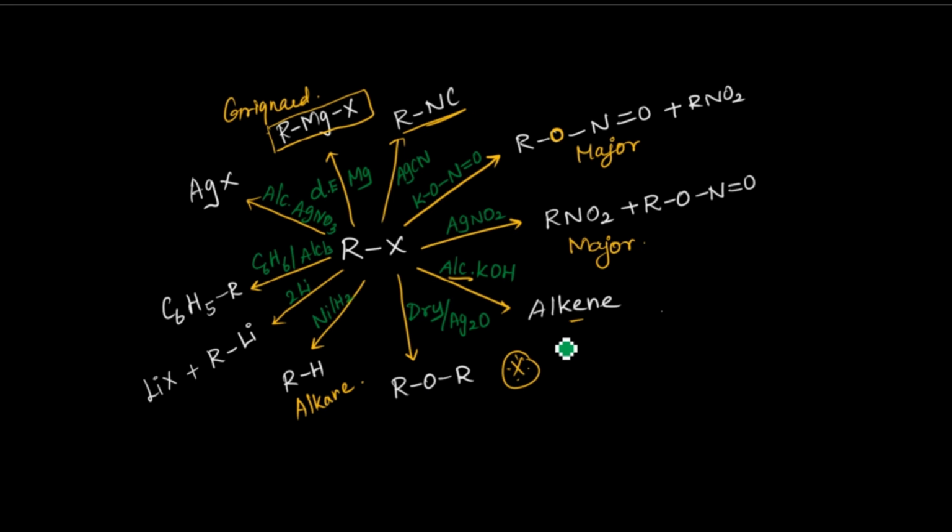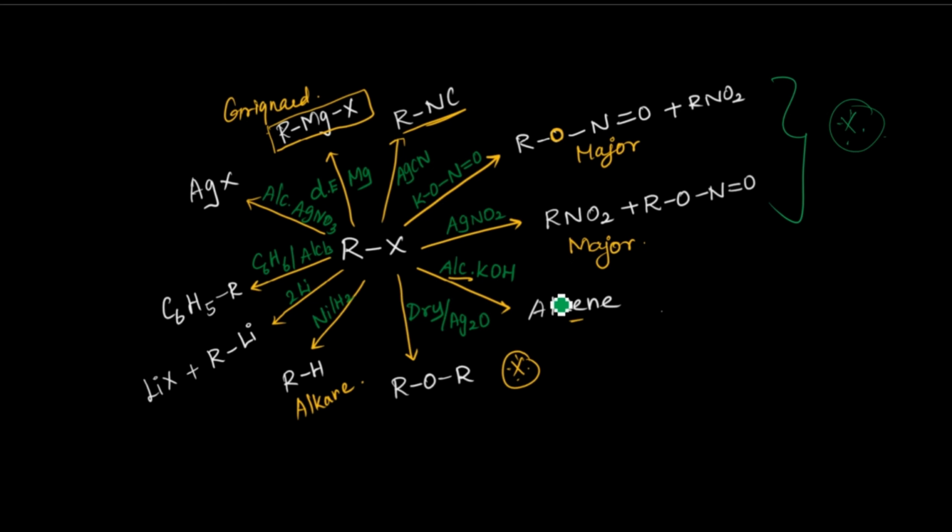Then the next set of reactions. Here you go: AgCN forms RNC. Right? RNC, not cyanide, because nitrogen and carbon both are active sites in the ionic cyanide. Then KNO2 is where oxygen gets attached to our alkyl group, as the major product. In the case of AgNO2, nitrogen gets attached to our alkyl group. So this is a major difference. The question can be asked from this part also.